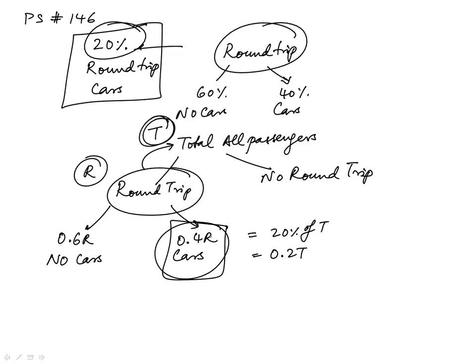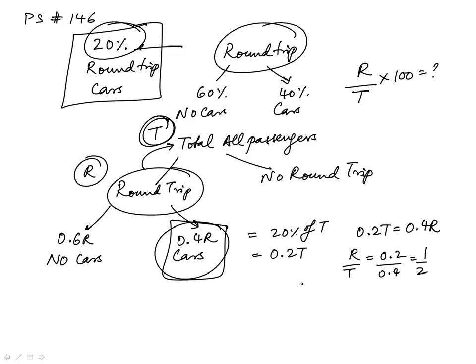So we're really describing the same category in two different ways. So the relationship we have is 0.2 T is 0.4 R. Since I need to know R as a percentage of T, really R over T times 100, this becomes R over T is 0.2 over 0.4, which is half, or 50%. So the correct answer is choice C.